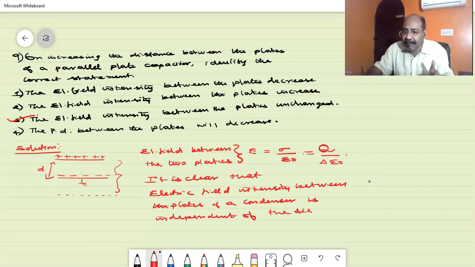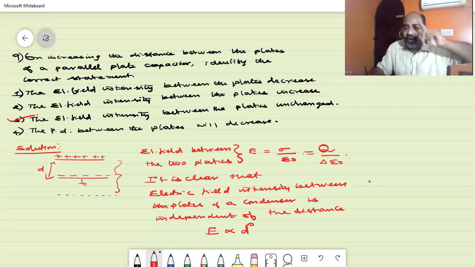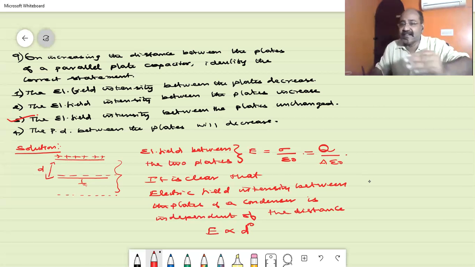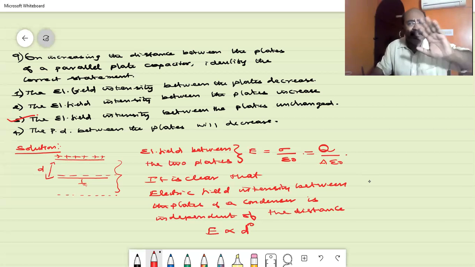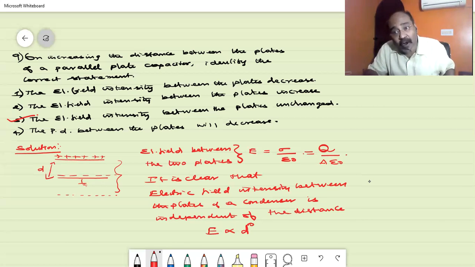Since it is independent of distance, or we can say E is proportional to d power 0. Any quantity raised to power 0 is 1. So we can say it is independent of distance. If so, then by increasing the distance, electrical field intensity never changes. If electrical field intensity is never changing, then the potential difference also never changes. So the fourth one will also be a wrong answer. So the answer is the third one.